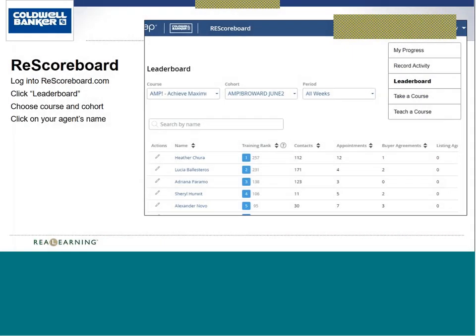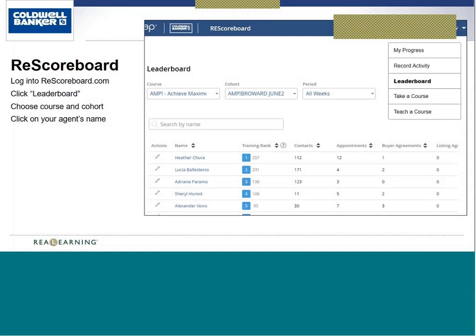Speaking of which, RE Scoreboard is our last resource we're going to discuss. So you're going to log in to rescoreboard.com. In the box in the upper right-hand corner, you're going to click on Leaderboard, and then you're going to need to choose the course because all of our courses are listed. So you'll find AMP, and then you'll find the class or cohort. They mean the same thing. And then you'll be able to see all of the students. You can see here we've got some students listed.